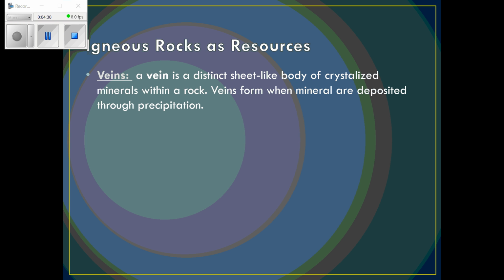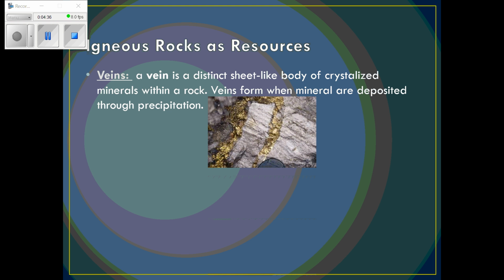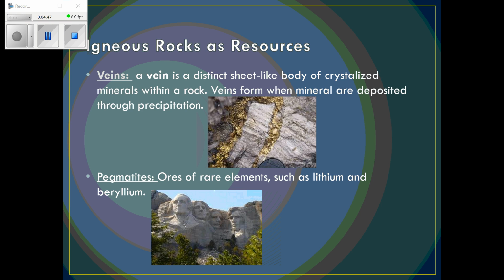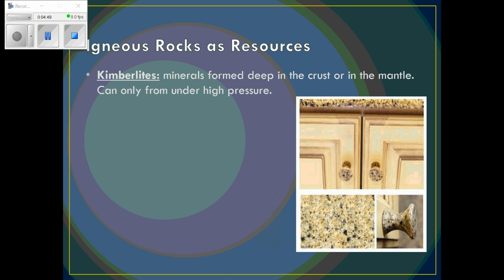Other resources or ways we can get these igneous rocks. A vein is a distinct sheet-like body of crystal within a rock that forms when the mineral is deposited through precipitation of that element or mineral. Pegmatites are ores of rare elements such as lithium and beryllium. Kimberlites form deep in the crust of the mantle and form under high pressure, for example, diamonds.